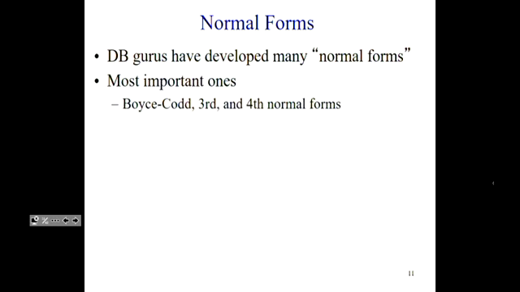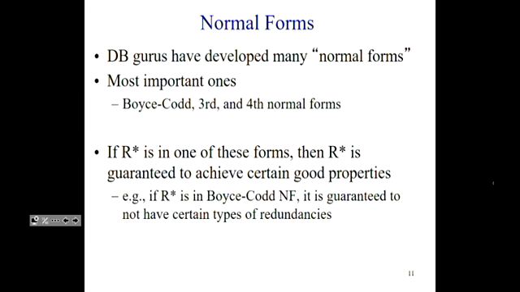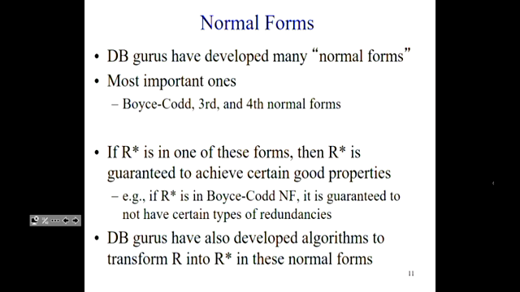And so there are many different normal forms. You're going to be covering a couple of them in class. And if R star, the eventual schema that we end up with, is in one of these normal forms, then it's guaranteed to achieve or provide certain good properties. Okay? So for instance, if R star is in Boyce-Codd normal form, which is also known as BCNF, then it's guaranteed to not have certain types of redundancies. Okay, so there are lots of algorithms to convert R into R star in these normal forms. We'll cover all of that in a little bit.